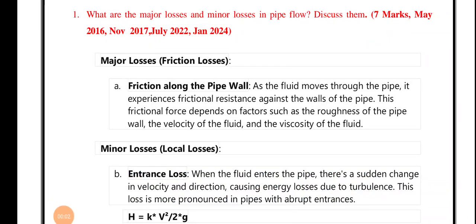Hello students, I am here with a very important question for your exams of fluid mechanics and hydraulics. That is, what are the major losses and minor losses in pipe flow?